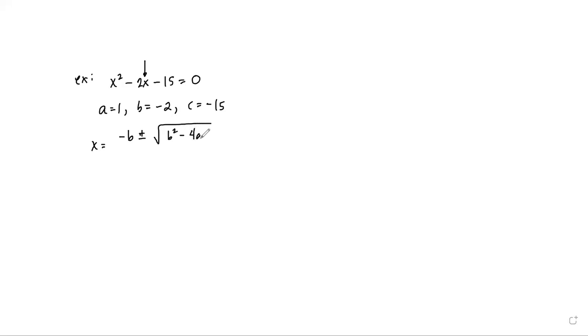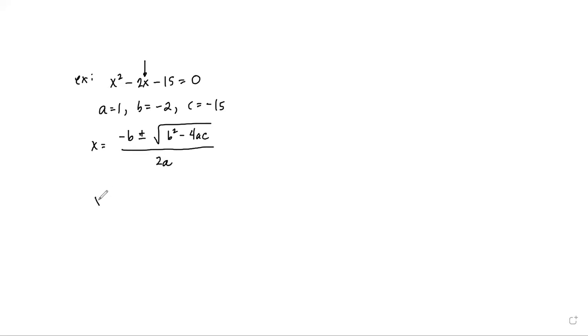So let's solve the quadratic equation x squared minus 2x minus 15 is equal to 0. So this is in standard form, and a is equal to 1, b is equal to negative 2, and c is equal to negative 15. So since we're solving for x here, x is equal to negative b plus or minus the square root of b squared minus 4 times a times c all over 2 times a.